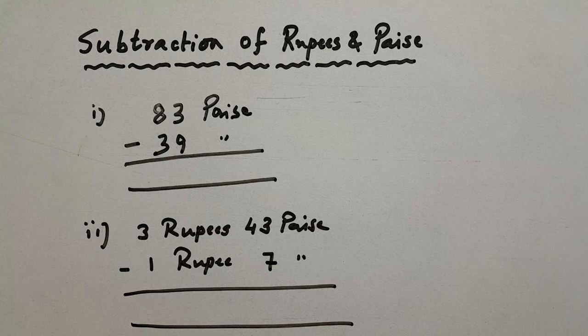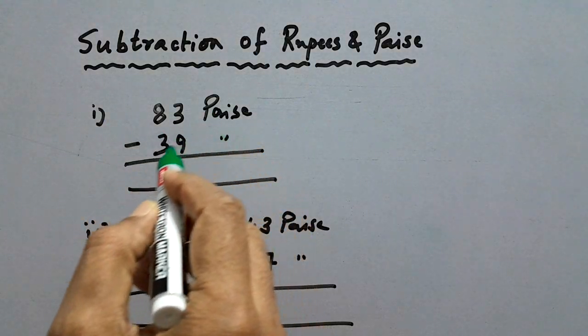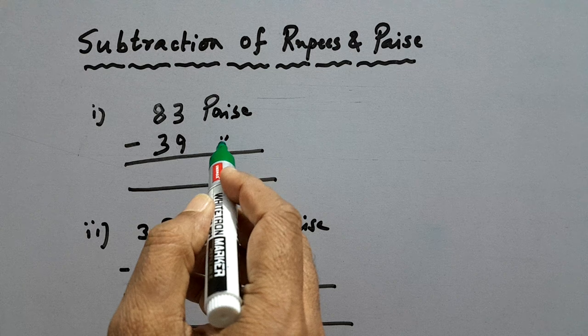Today we are going to learn how to subtract rupees and paisa problems. Here we have taken 3 examples and will solve each one of these problems. First one is 83 paisa minus 39 paisa.